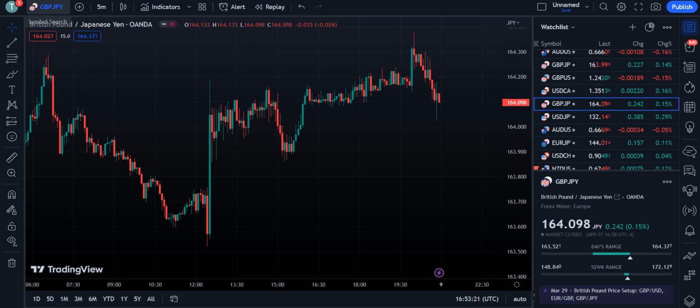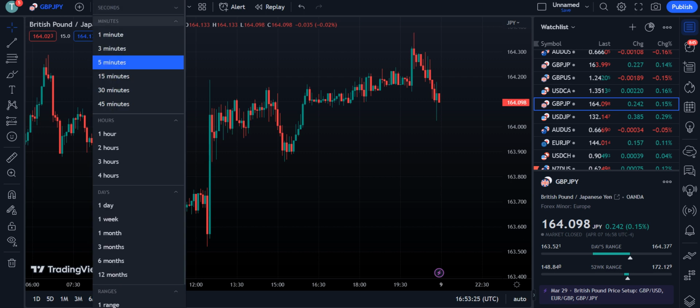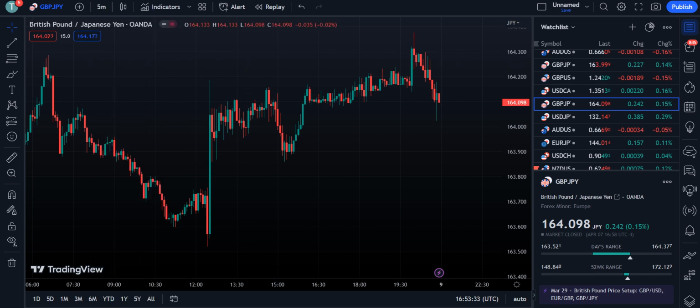Here I have chosen the GBP JPY chart with a 5 minutes time frame. This strategy can be applied on any time frame, but I have used the 5 minutes time frame here as I want to use it for my scalping.